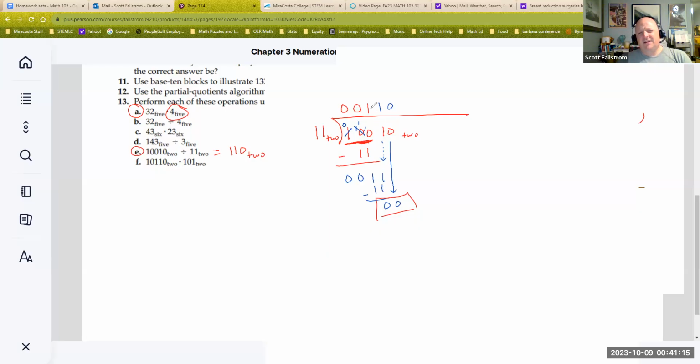Let's see here. Probably a good idea to check yourself, right? So we can come over here and do 110 and multiply by 1, 1. Now again, this is base 2. So I'm checking my quotient. That's how many times it went in, and multiply by my divisor. And we're going to check to see if we get the dividend.